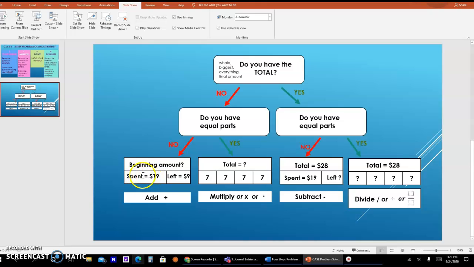In this case, if you don't have the same parts or you don't have equal parts, like for example, you spend $19 and you have $9 left, what was the beginning amount? Then you need to add the 19 and 9 to find the total amount. Okay, so that's the framework, and I'm going to show you some examples in the next video.